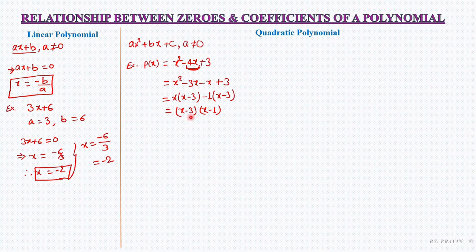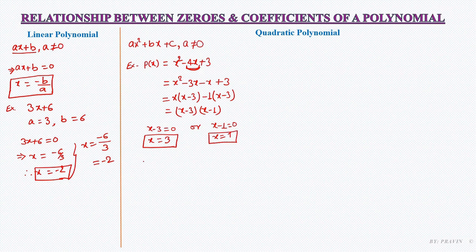So in another way, you can say that x minus 3 is equal to 0 or x minus 1 is equal to 0. And when you solve this, you will get x is equal to 3 and x is equal to 1. So 3 and 1 are zeros of the polynomial x square minus 4x plus 3. This is one zero and this is the other zero for this polynomial.